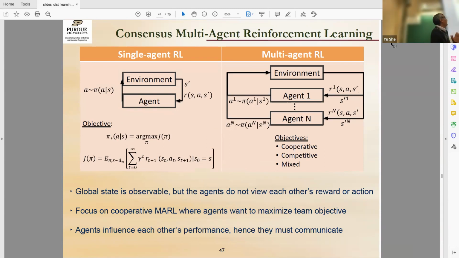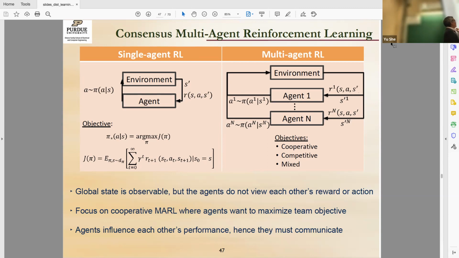Multi-agent reinforcement learning is where there are lots of agents. Think of this as subsystem controllers, right? Different controllers are there, and each of them has some action, and the state transitions based on all the actions. So their individual rewards might be R1 to Rn, and they might be the same or different or whatever.